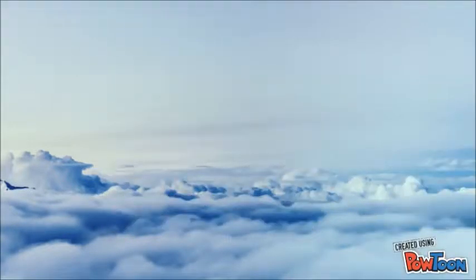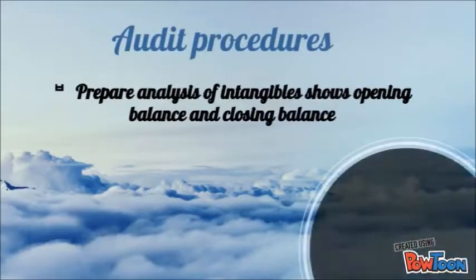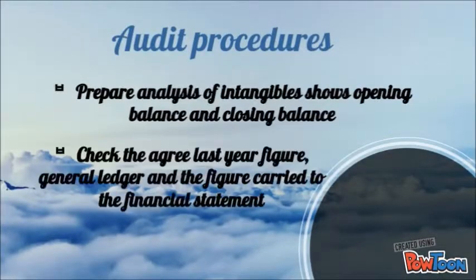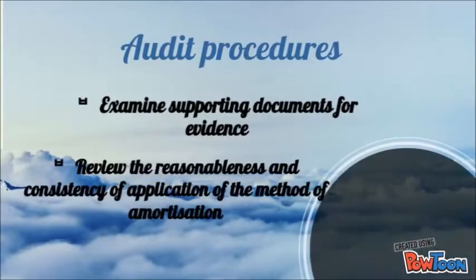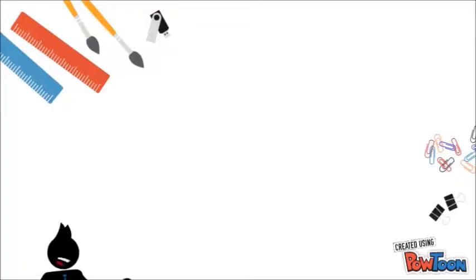Audit procedures. Prepare an analysis of intangibles showing opening balance and closing balance, check that it agrees to last year's figure, the general ledger and the figure carried to the financial statements, examine supporting documents for evidence and review the reasonableness and consistency of application of the method of amortization.